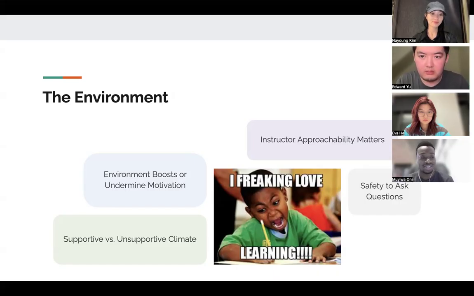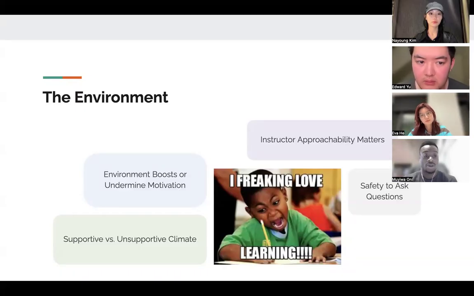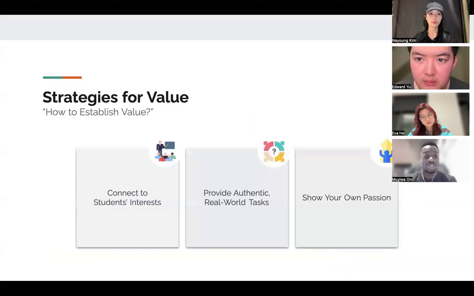Essentially, the key takeaway is that motivation is not a personality trait. It's more shaped by value, expectancy, and the climate that's actually around the students. When all three align, students can reach the motivated state where deep learning actually happens. I'll pass it off to Naomi to discuss the strategies for value and expectancy.